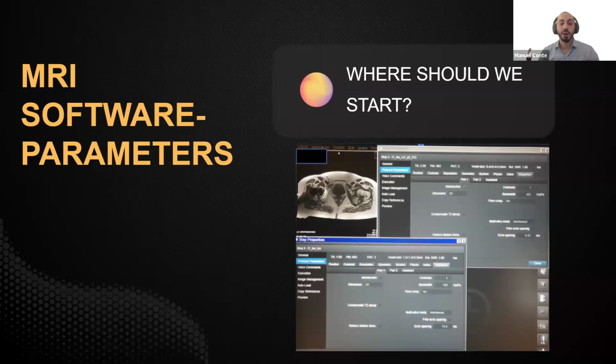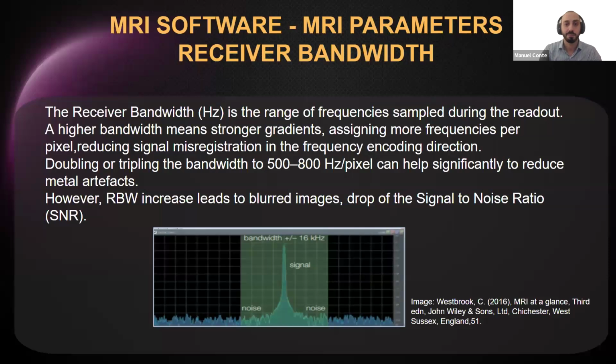So MRI software and parameters, where should we start? We start with the main parameter when we talk about MARS, and it's the bandwidth. Bandwidth is basically the range of frequencies that we send or receive from the scanner, and normally we cannot change it. We don't touch the transmit bandwidth, but the option that we have in our scanner is the receiver bandwidth, and the receiver bandwidth is the range of frequencies that are sampled during the readout.